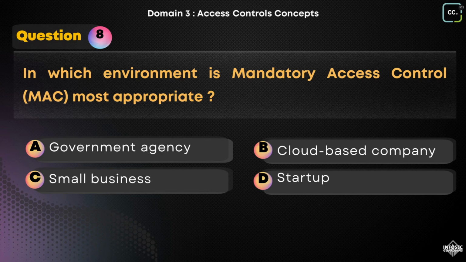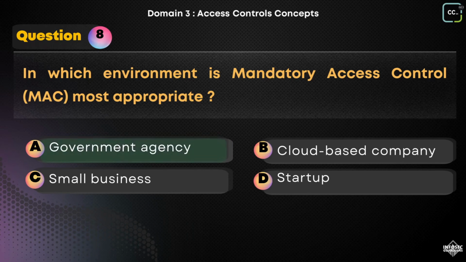Option A, a government agency, handles classified information, and MAC is ideal for such environments, requiring stringent control over access. Option B, while cloud services may require strong security, MAC's rigidity may not be suitable for the dynamic nature of cloud environments. Option C, a small business has flexible access needs, while MAC is too rigid for environments that require flexibility in access control. Option D, a startup focuses on innovation and creativity. Startups typically require flexible access controls, making MAC less appropriate.